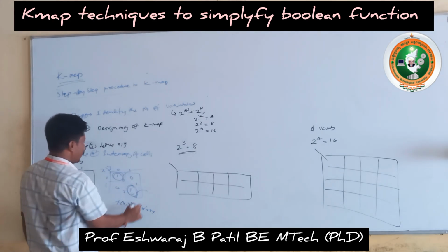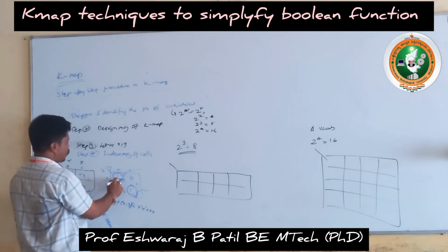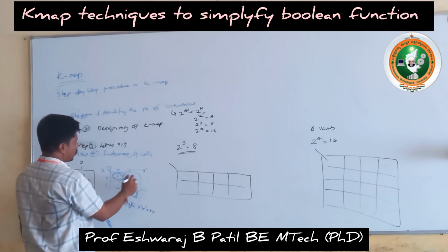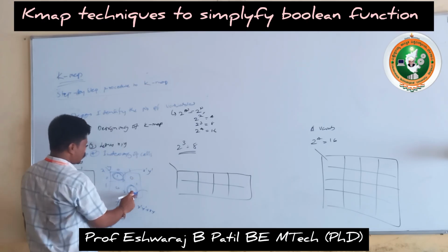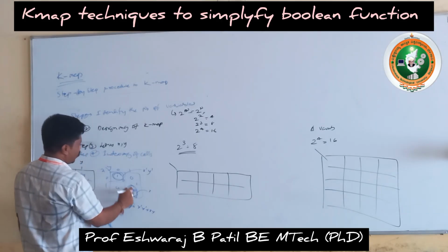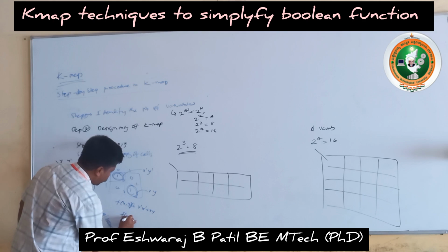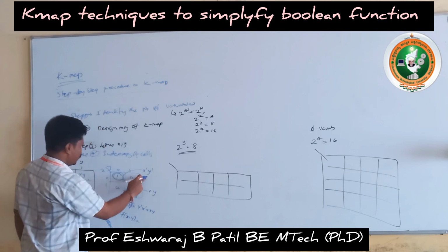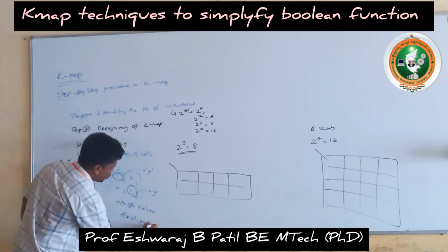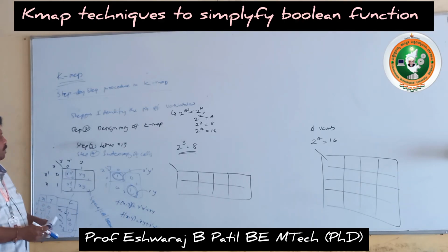Then to minimize: this group belongs to only one row, that is called x'. This group belongs to only one column, that is called y'. Then this group belongs to only one row, that is called x, and this group belongs to only one column, that is called y. Then the simplified form of f of x y is xy plus x' y'. These are the values here, the simplified form the same as it is.